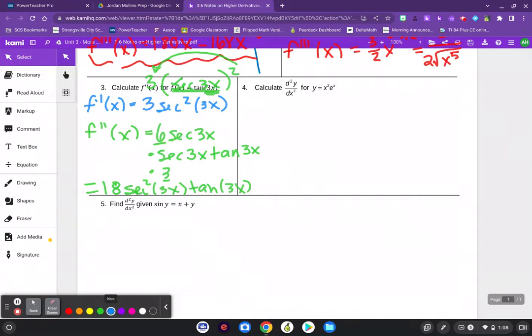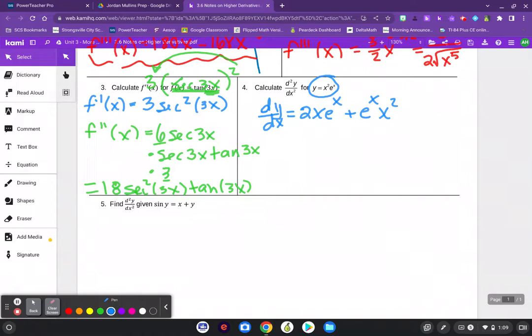Great, next problem. All right, this is that Leibniz notation. It says calculate d squared y over dx squared. Find the second derivative. Oof, product rule. All right, so my first notation is going to say dy dx is equal to, and I've got my product rule. Remember, this is the first derivative. So product rule says derivative of the first times the second plus derivative of the second times the first. Love the e function. Derivative of e to the x is e to the x.